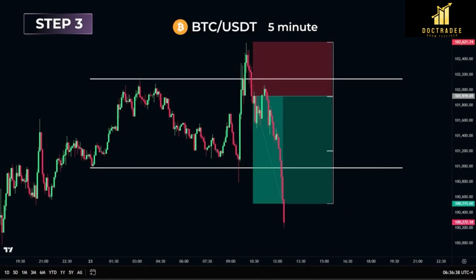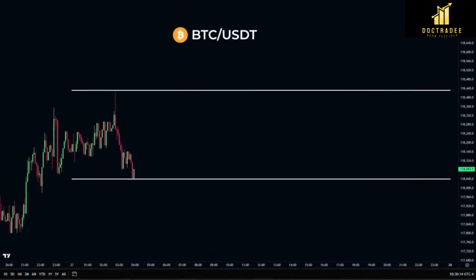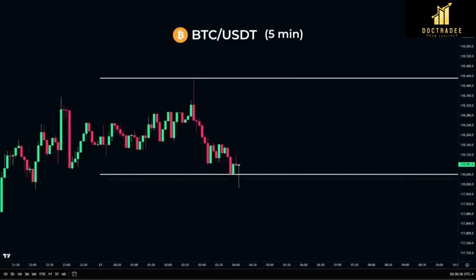Now let's look at another example. Here, we're on the Bitcoin chart on the 5-minute time frame, and right here, we've already got the 4-hour range marked out. So that's step 1 done. We can now move to step 2, look for the trade setup. In this example, we can see that price came down and broke below the range low. However, the candle didn't actually close below it, only the wick.